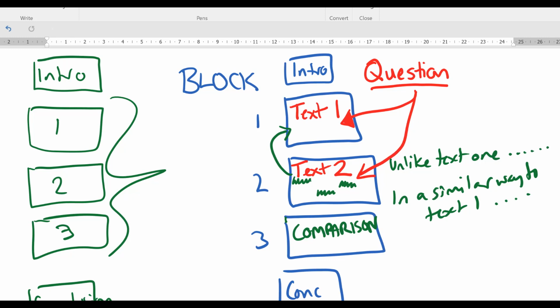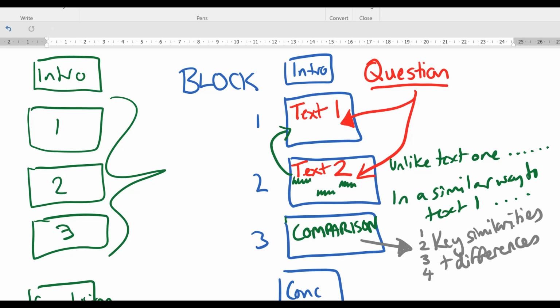But actually, in this paragraph, this final one, this is where you want to come up with perhaps 1, 2, or 3, or 4 key similarities and differences. So maybe 2 of each in relation to the question, and you provide a far more explicit discussion of those. Explicit means obvious, open discussion, and you want to be there when you're doing that.